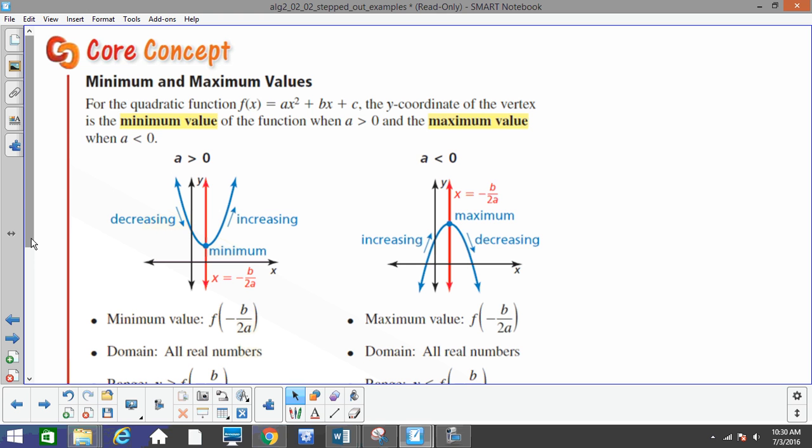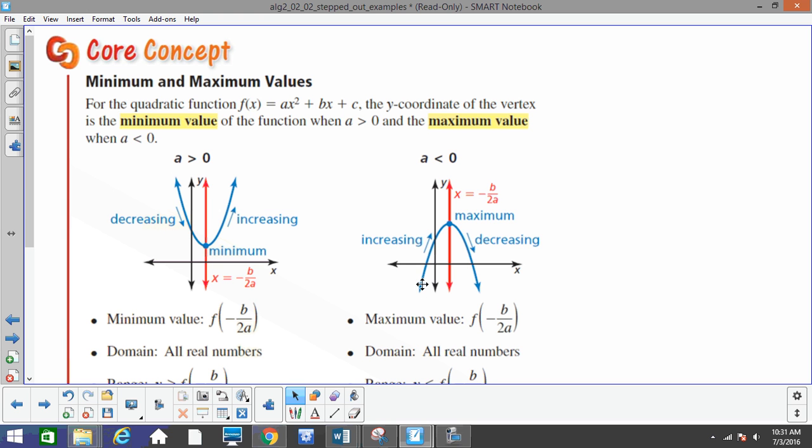Minimum and maximum values. Minimum, just what it sounds like, is the low point on the graph. If your a is positive, you're going to have a minimum because it's going to be opening upward. If your a is negative, you're going to have a maximum, and that's going to be your vertex. It's going to be the high point. This part of the graph where I'm running the cursor is decreasing because it's going downward. Then it's got your minimum, and then it starts increasing because it's going upward. The values of y are increasing.